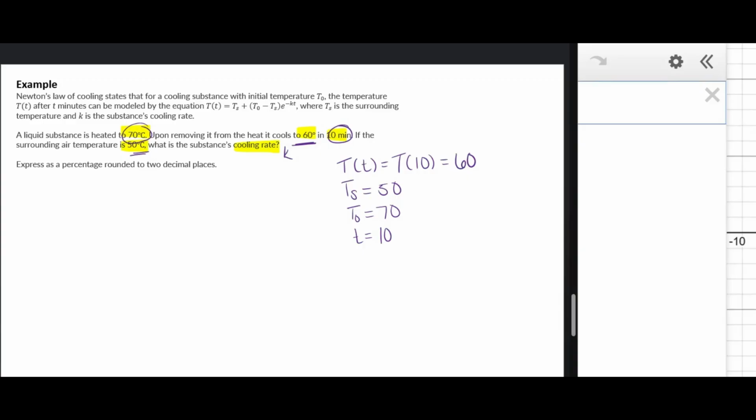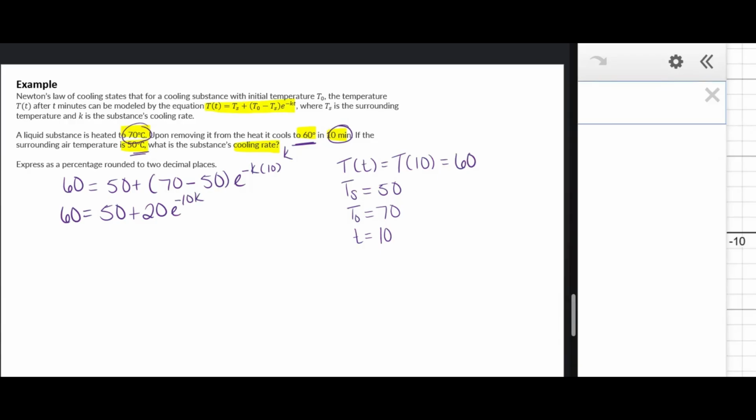So now we just take all of this information and plug it into this formula we have here. So we have T of t, so that's going to be 60 is equal to Ts, which is 50, plus parentheses, and then we have T naught, so 70 minus Ts, which is 50, and that's e to the negative k times lowercase t, so that's going to be 10. All I did was substitute all these values from the problem into this equation. So now we need to simplify, and this is going to follow PEMDAS. I'm going to start off by simplifying what is inside the parentheses. So that 70 minus 50 is just going to be 20. So we have 20e to the negative 10k.